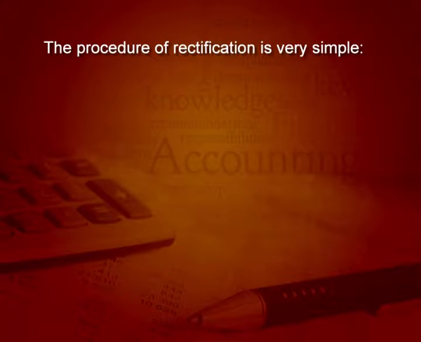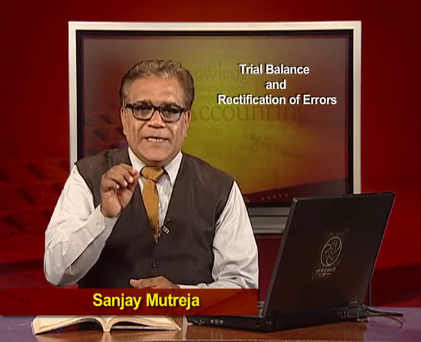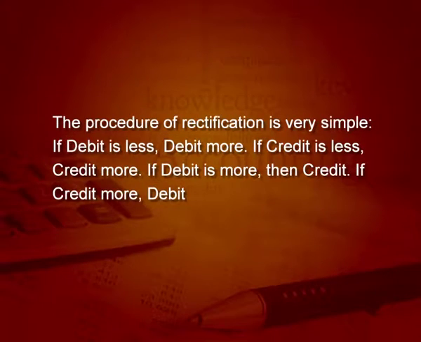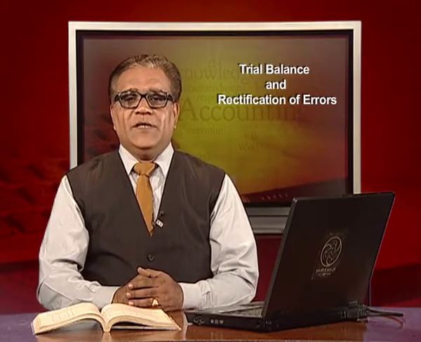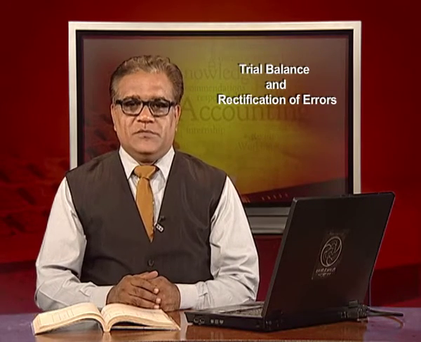Now, procedure of rectification is very simple. We have to look for and correct the error like this. Point number 1. If debit is less, debit more. Second, if credit is less, credit more. But if debit is more than credit and vice versa, that is, if credit is more, then you have to debit, because we have to correct what is more.